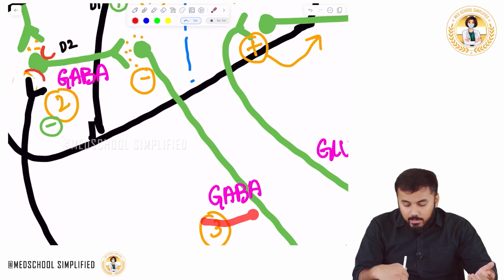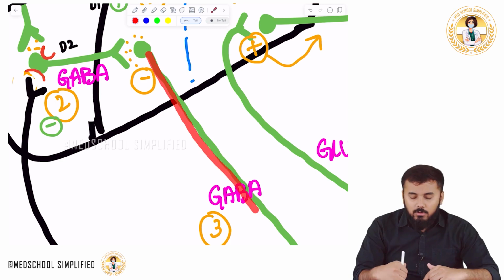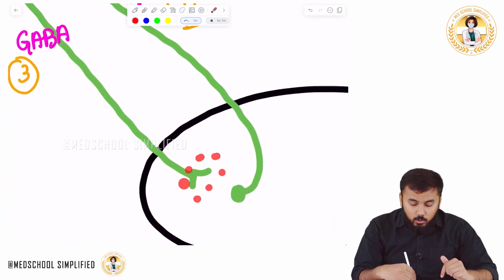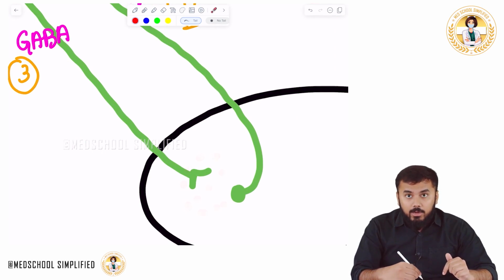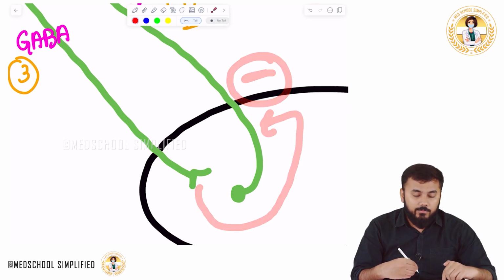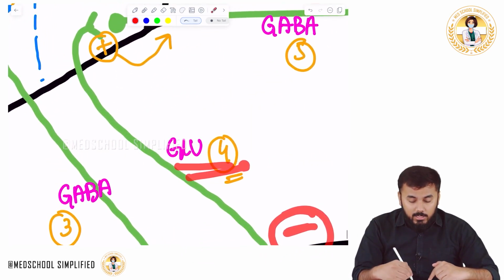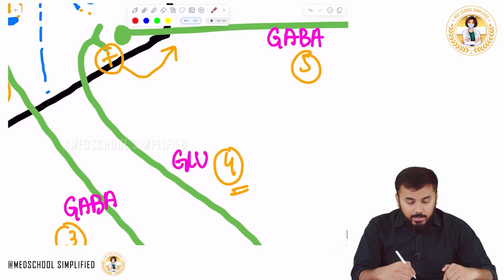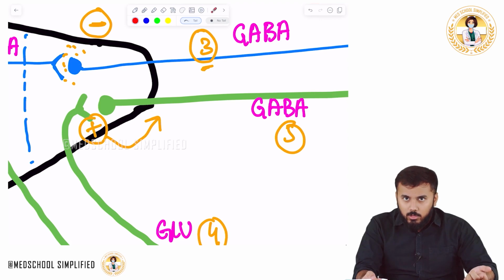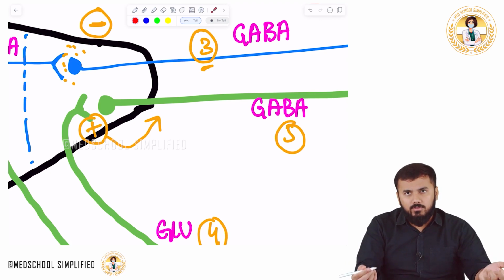So then what will happen? This GABA neuron is not under any inhibition. So this GABA neuron will very happily keep on firing. When it keeps on firing, you know that this is a GABA neuron. So this GABA neuron will inhibit the fourth neuron here. The fourth neuron is glutamate. So if the fourth neuron is inhibited, do you think the fourth neuron can activate the fifth neuron? No. If it is inhibited, how do you think it will activate the fifth neuron? It cannot activate the fifth neuron.